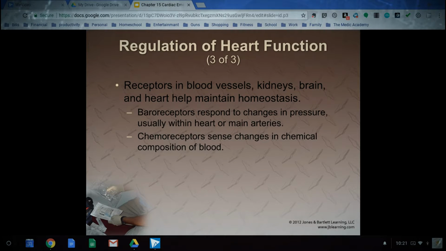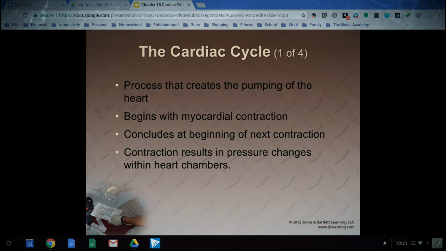So that if we were to have, say, a buildup of carbon monoxide, then these chemoreceptors will be responsible for detecting that buildup of carbon monoxide and then adjusting the body's mechanisms to help deal with that and maintain homeostasis.